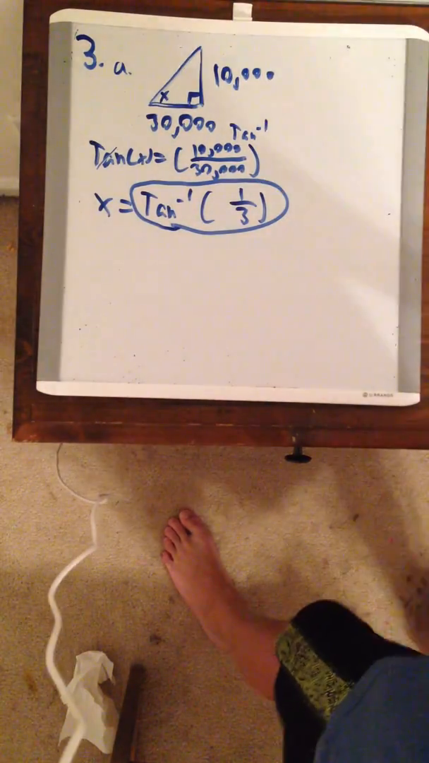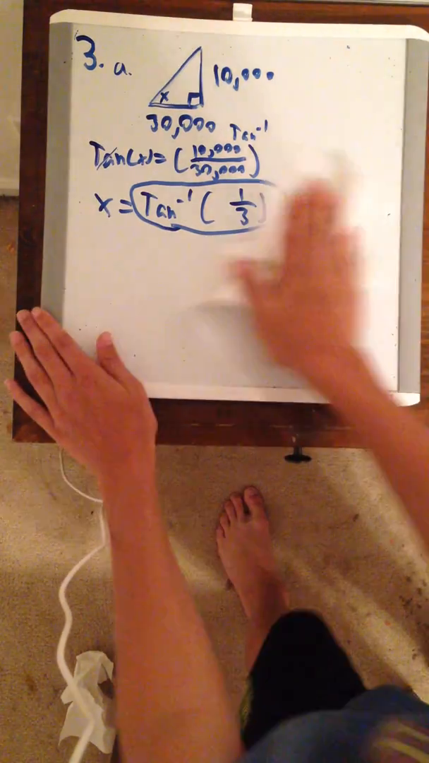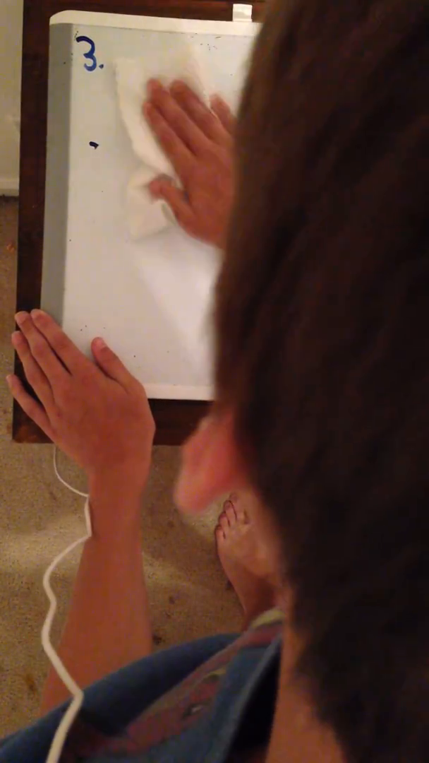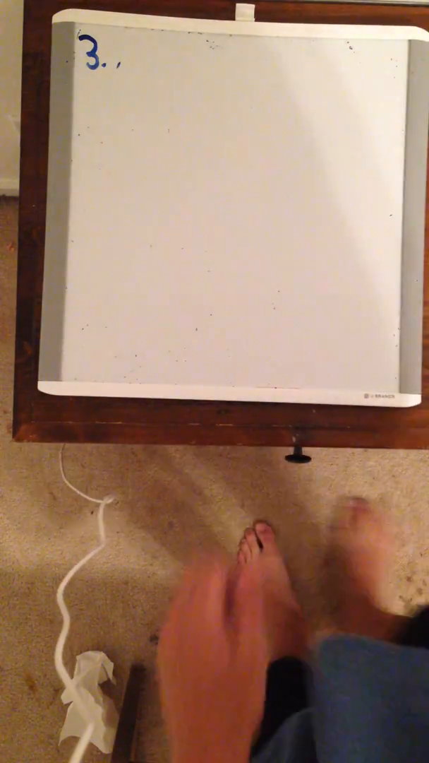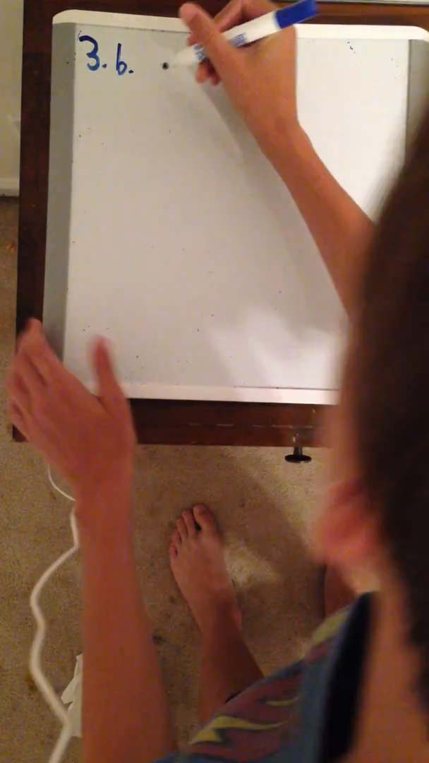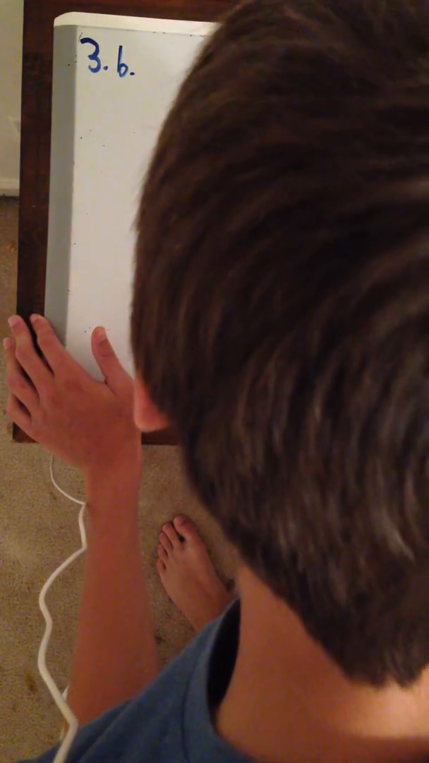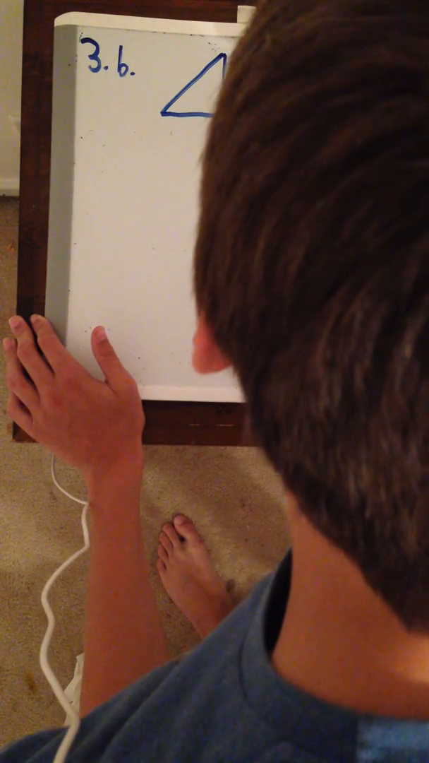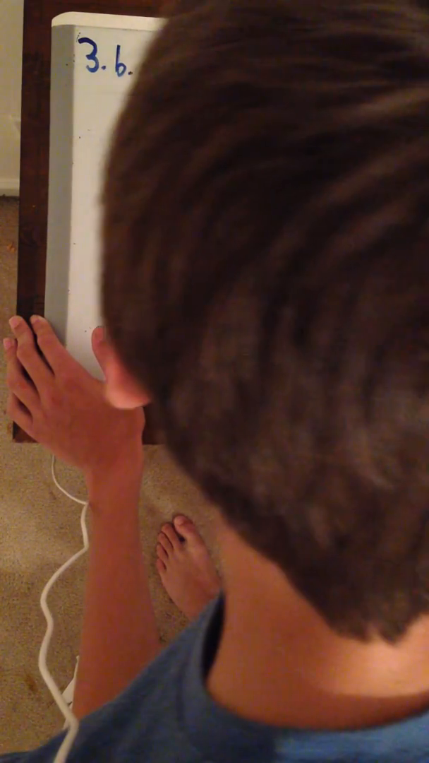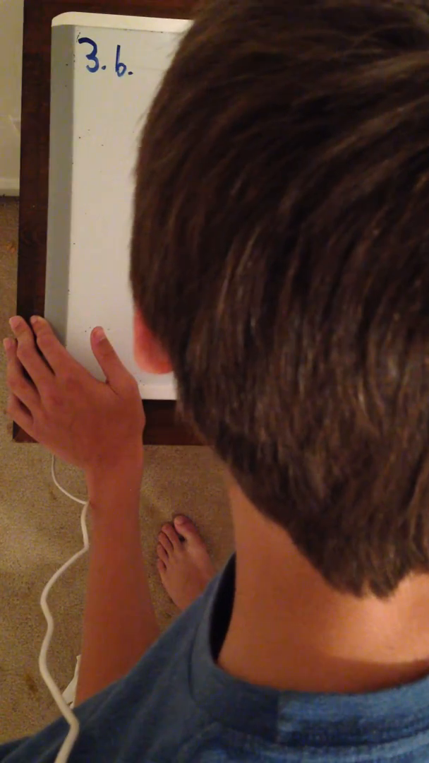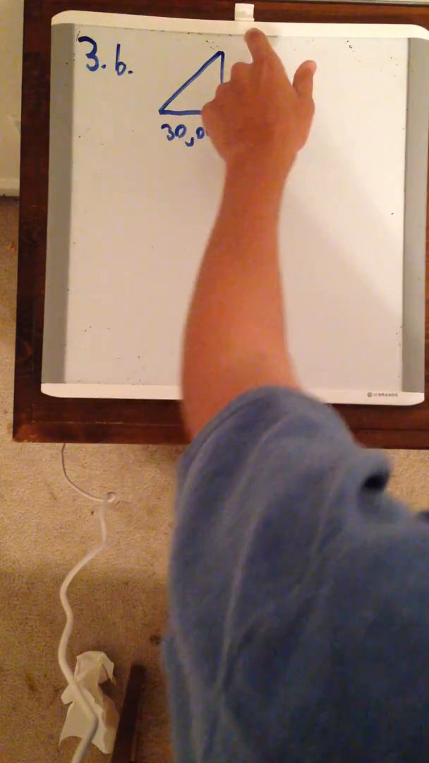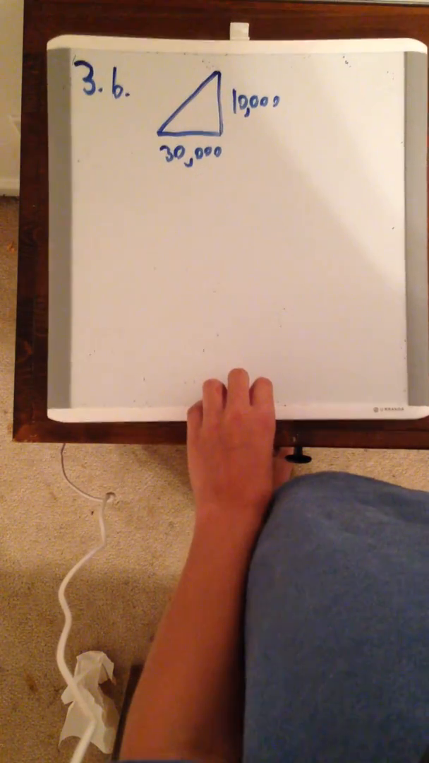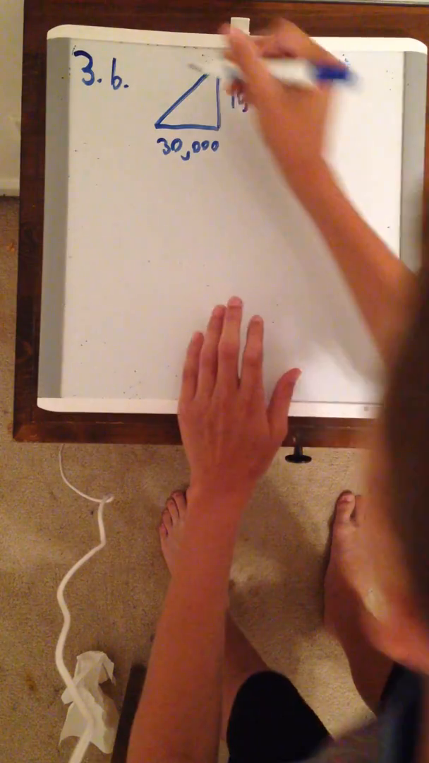And for part B, here, let me just erase this. We have more room for part B. We don't need this anymore. For part B, we have the same triangle as before. We have the 10,000 and the 30,000. But this time we're trying to find the straight line distance from the beach, which is right here, to the peak, which is right here. So we're trying to find the hypotenuse. So we put the x right there for the hypotenuse.